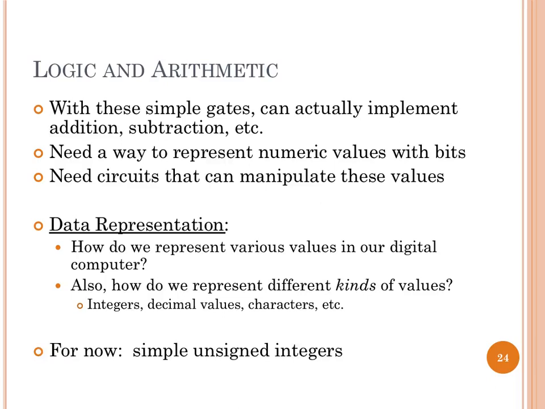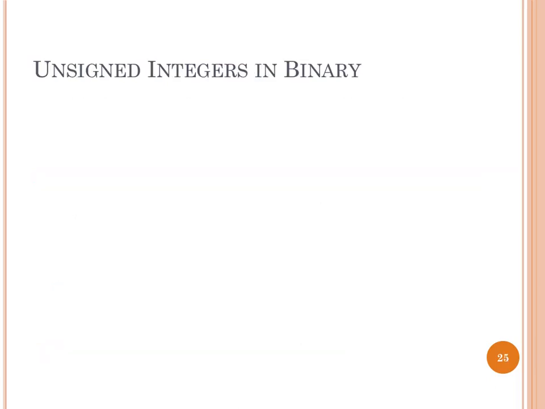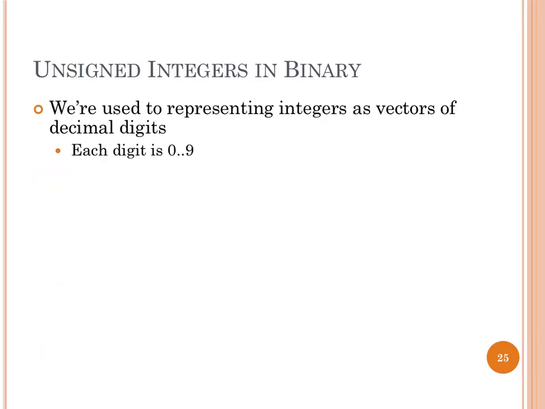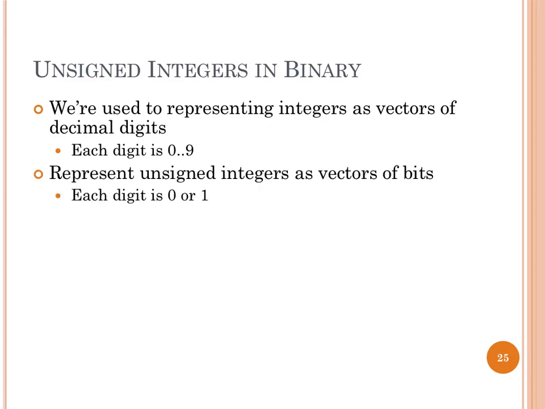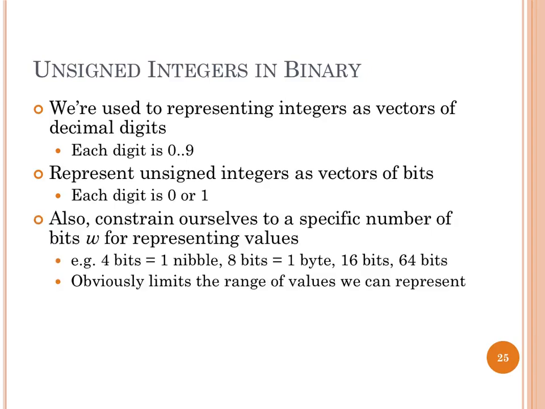So we'll talk about unsigned integers, just to illustrate. We're used to writing numbers with digits 0 through 9, probably because we have 10 fingers that we can wiggle. So each digit is 0 to 9. For our data representation on our computer, we'll represent numbers as a sequence of bits, a vector of bits, where each digit is a 0 or a 1.